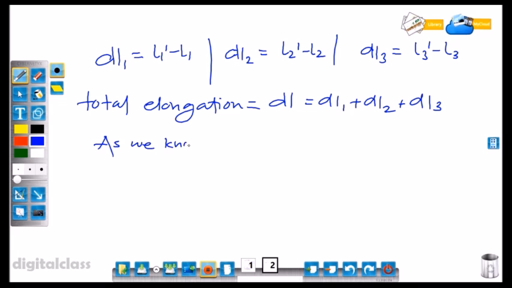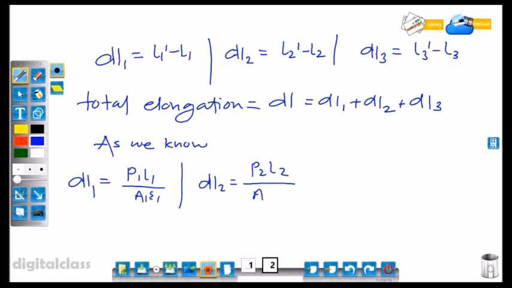As we know, delta L1 is equal to P1 L1 upon A1 E1, delta L2 is equal to P2 L2 upon A2 E2, and delta L3 is equal to P3 L3 upon A3 E3. That is elongation of each section.